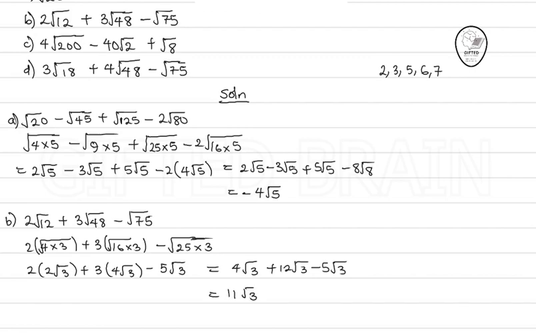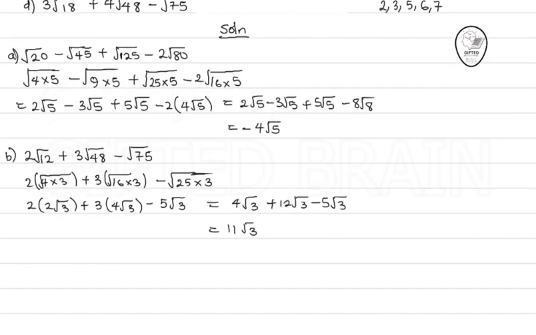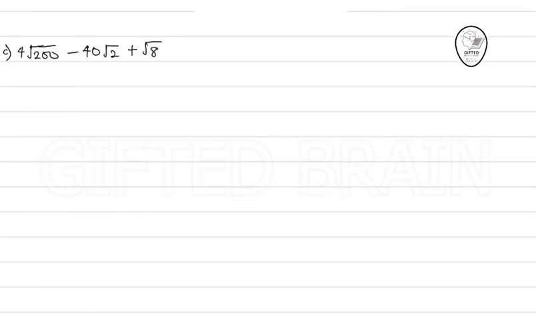So you can try the C and then the D on your own, applying the same principle. Well, let's do the C now, but you can pause and try on your own and see if you can get what we would get. So for the C, we have 4 root 100 minus 40 root 2 plus root 8.